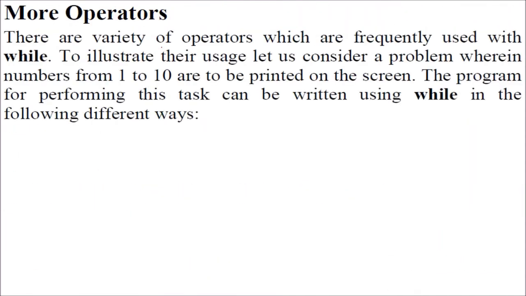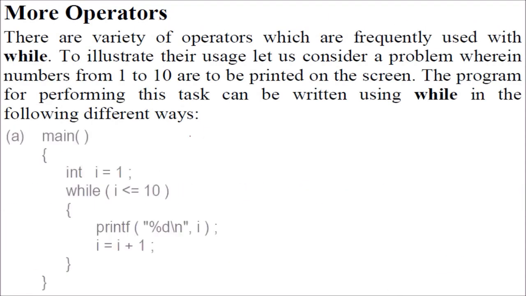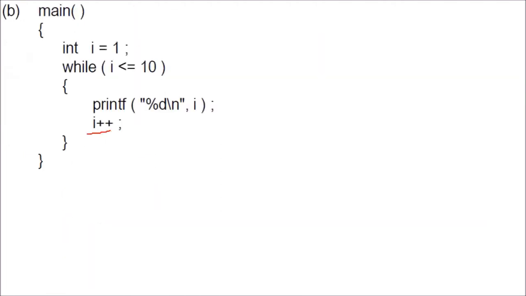We have more operators. If you want to print a number, say 1 to 10, this is the simple idea. Start with 1. This is the initialization. While this is the checking condition. This is the increment condition. So what you are doing here is initialization, checking, and increment. So this is true. Now, this is I++. We said I equal to I plus 1.